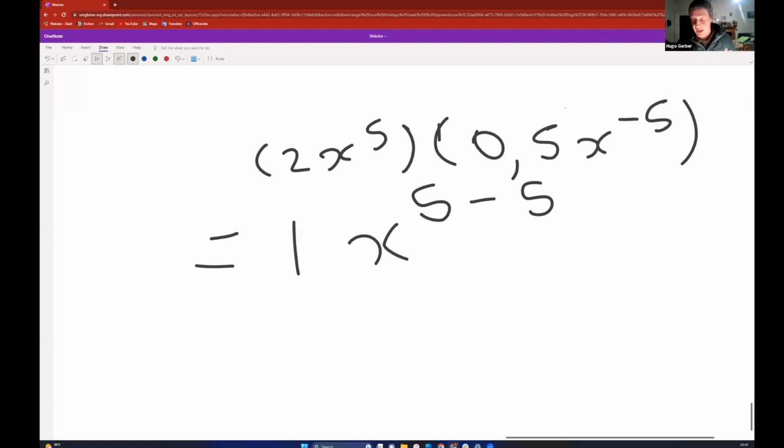I am expecting to get a lot of questions about this, so if anybody doesn't understand this, please let me know. And then 5 minus 5 equals 0. Anything to the power of 0 is 1, and 1 times 1 is 1. So the answer to this very silly question is 1. I do not understand how, impossible. Okay, let's go through this.